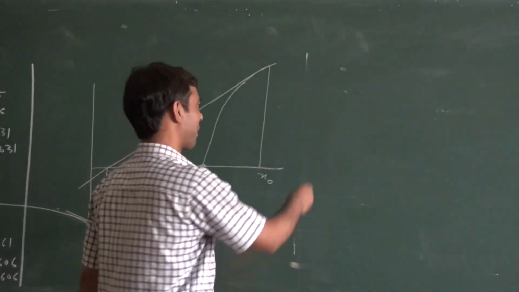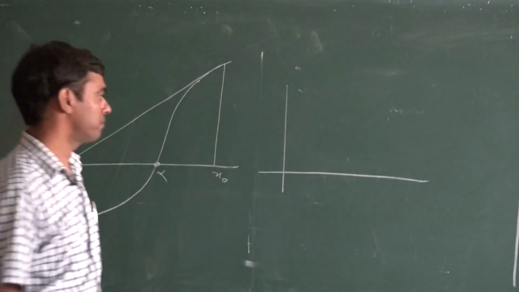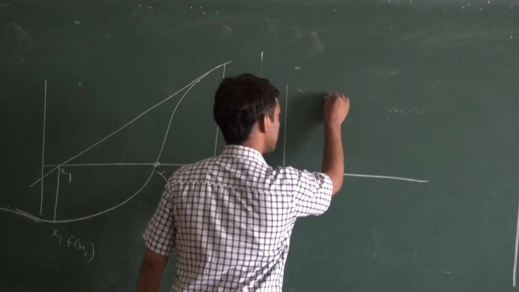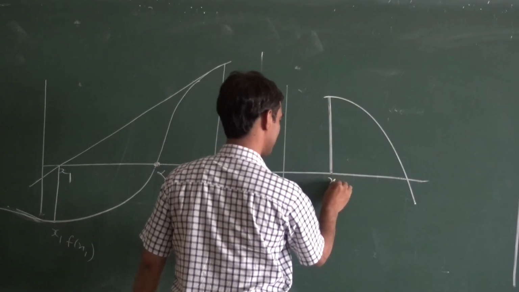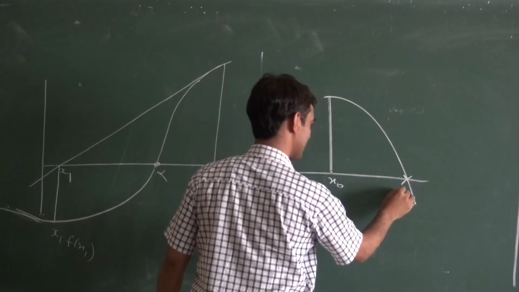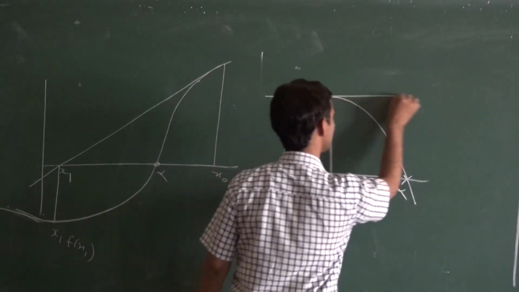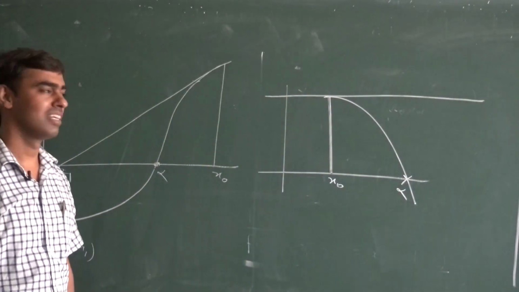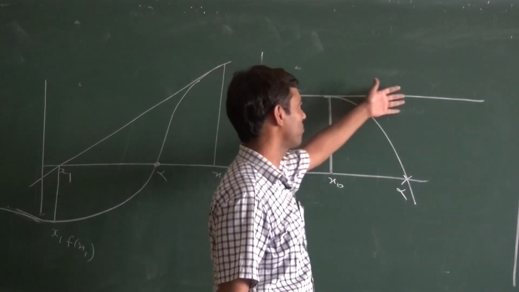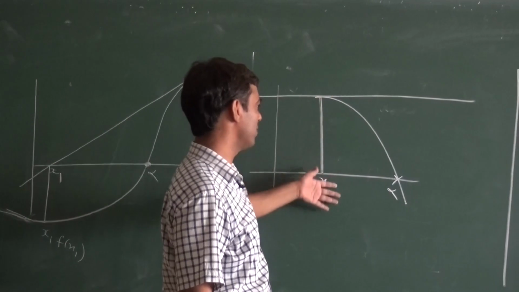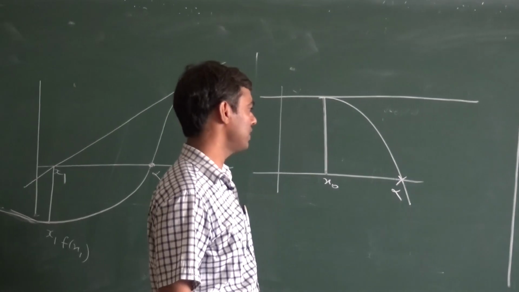Now try to think. Suppose this one is a function like this, and here we choose the first approximate value, x0. The root is here, this is alpha. And here if we try to draw the tangent, this one is parallel to the x-axis. Then what will happen? We are unable to find a point of intersection with the x-axis, so we are unable to find our next approximate root.